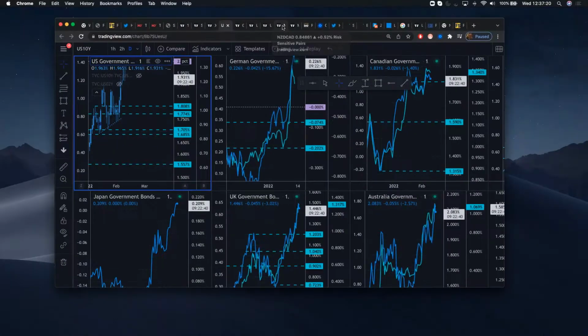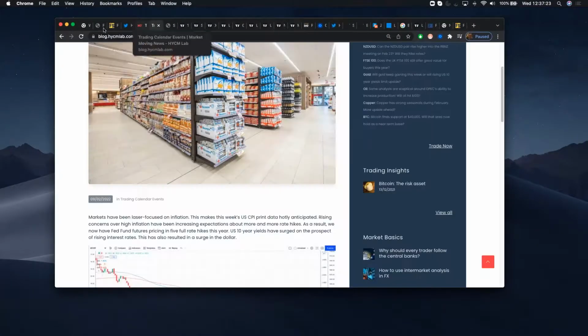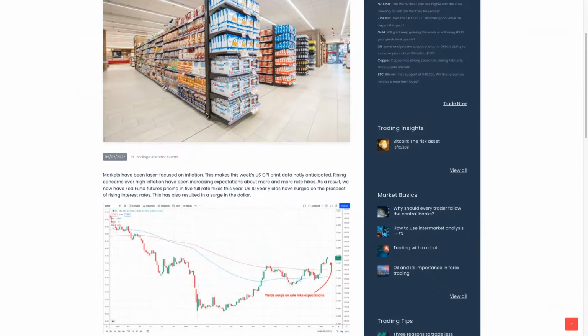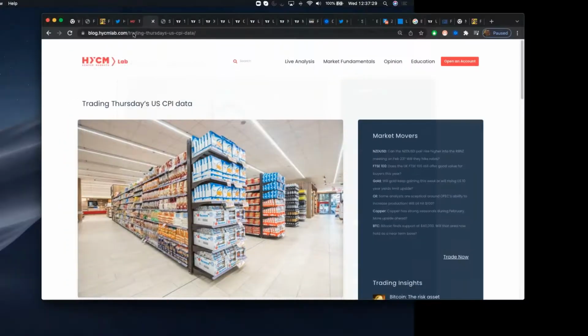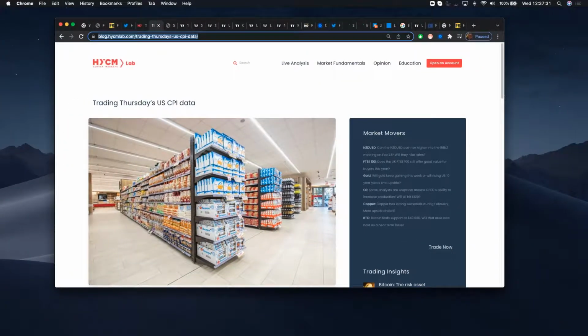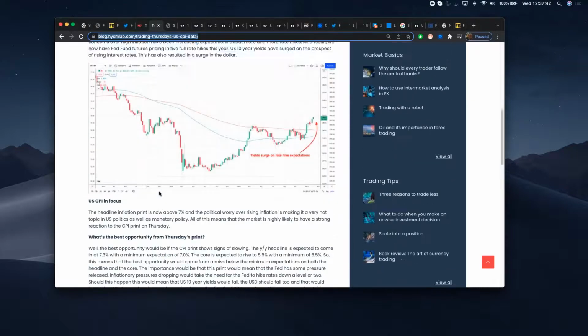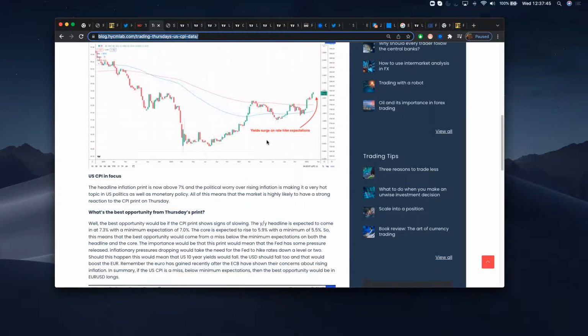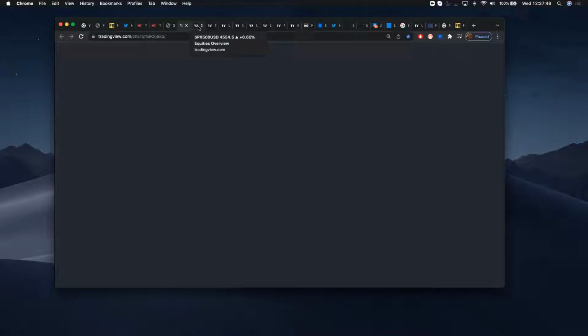Now, I want to show you, if you look at my blog, I've done a post on this today, just to get us ready for Thursday's CPI data. You can have a look at this. I just want to explain that there have been some updates in market dynamics since. Put it in the chat box there, so make sure you have a look at that. Basically, we've seen the yield surge in anticipation of rate hike expectations. Let me explain that for us.